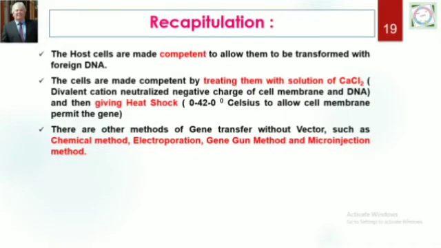And at last, the cells are made competent to allow them to be transformed with foreign DNA. We have seen how they are made competent by treating them with a solution of calcium chloride, giving them a divalent cation, and then giving them a heat shock, whereby they are placed at 0 degrees, moved to 42 degrees, and then brought back to 0 degrees Celsius to allow the cell membrane to permit the gene to enter. There are other methods of gene transfer without a vector, such as chemical method, electroporation, gene gun, and microinjection.